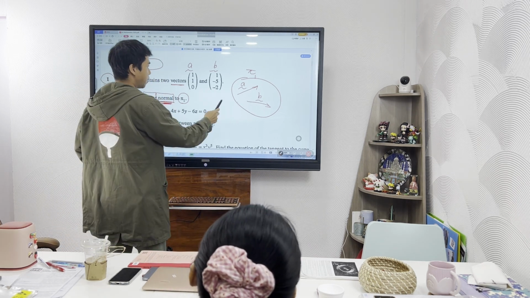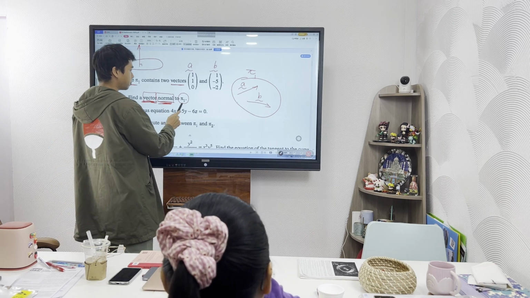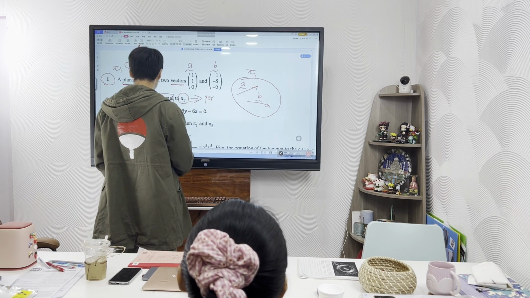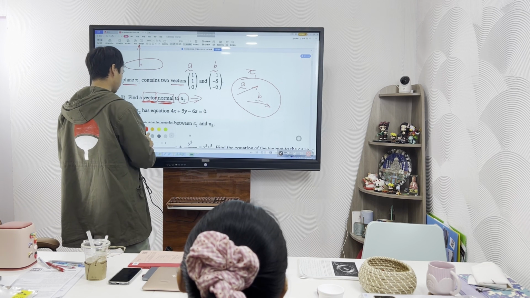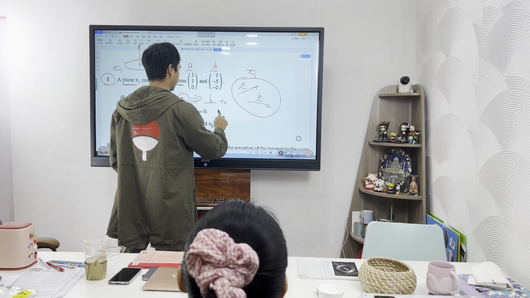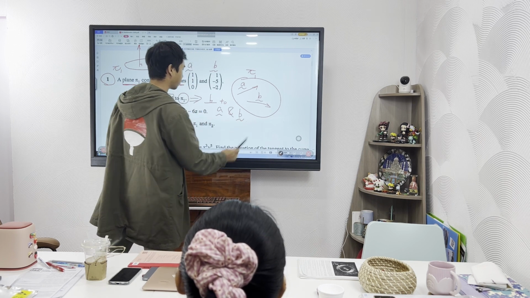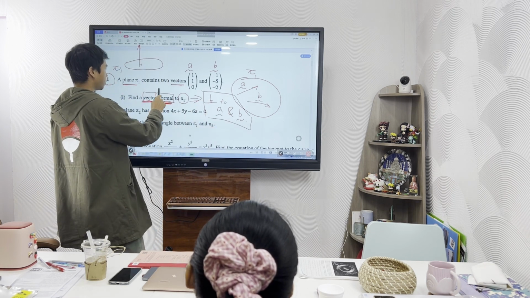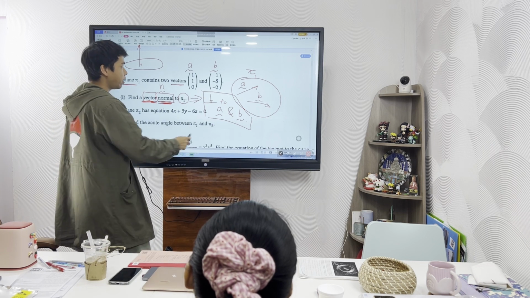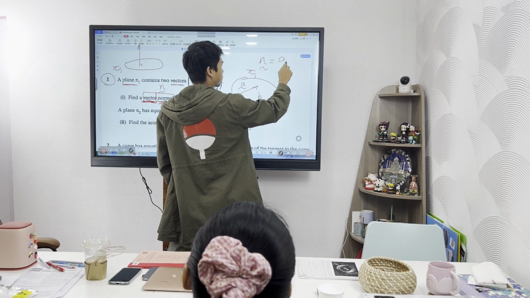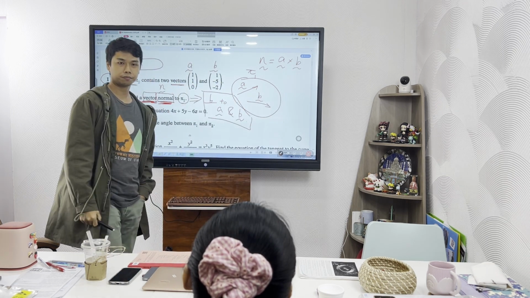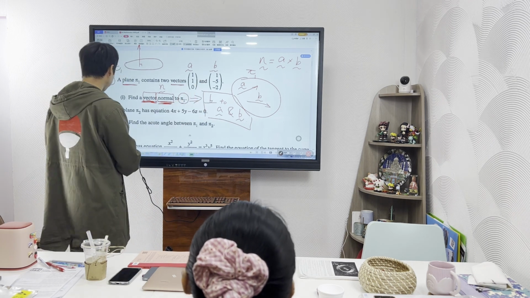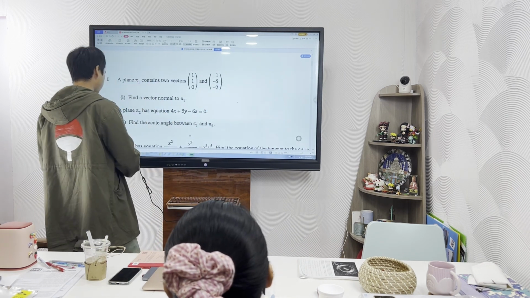So that means this vector normal to pi 1 will be perpendicular to A and B. This deduction tells us that if we let n be the normal vector, n will be the cross product of A and B. This is a concept that you should know. So, next thing, A and B.